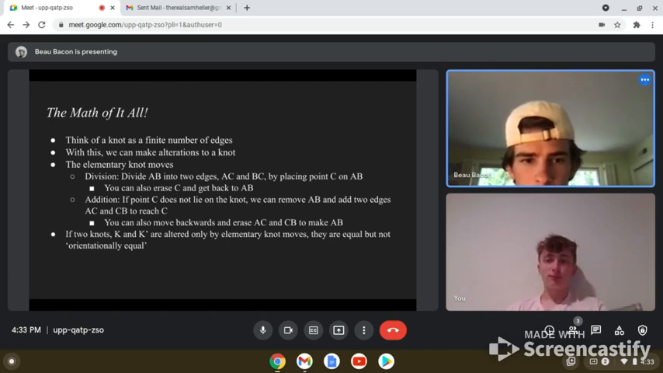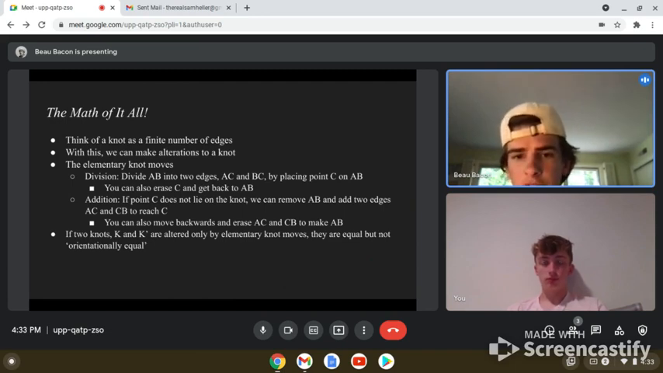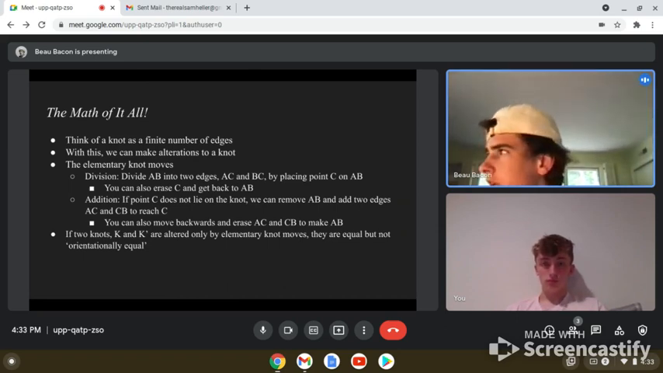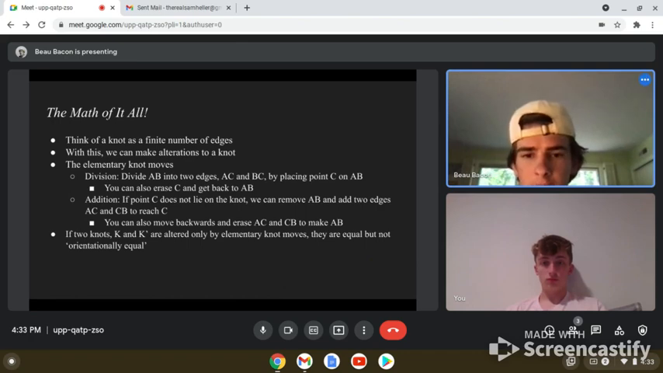So with the elementary knot moves, the first one being division, where you divide a certain edge into two edges by just putting a point in the middle. You can also erase that point and get back to AB. There's addition. If a point does not lie within a knot, you can remove a certain edge and connect that point to the knot. I'm going to show you these in a little bit to make it easier to understand. But then again, you can also move backwards, erase the new line, and go back to the old one.